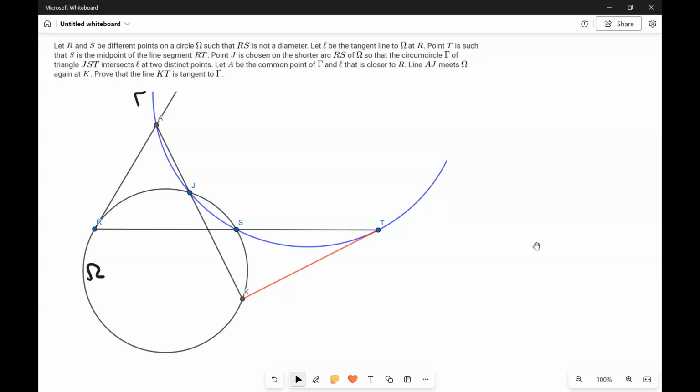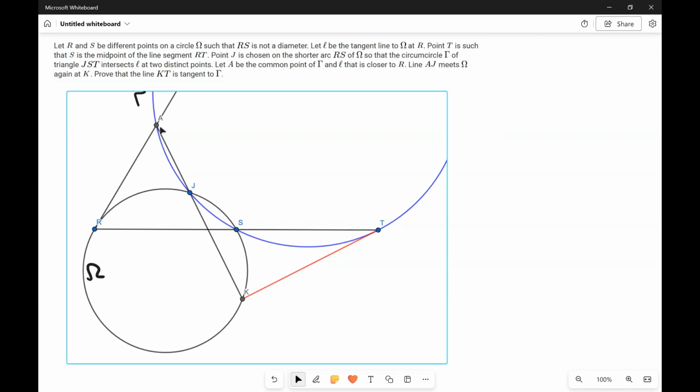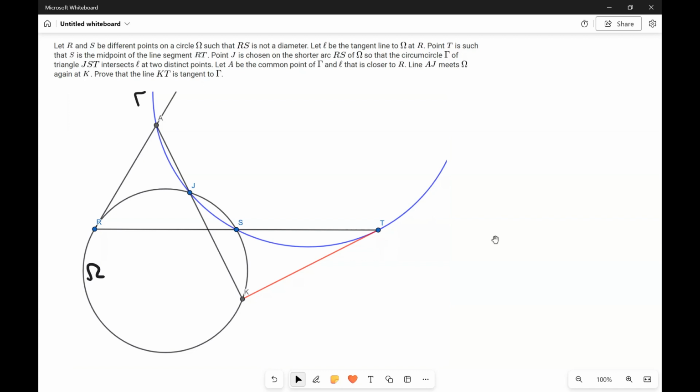Point J is chosen on the shorter arc RS of omega such that the circumcircle gamma of triangle JST, shown in blue here, intersects L at two different points, and A is a common point of gamma and L that is closer to R, which is shown here. Line AJ meets omega again at point K, and our goal is to show that the line KT, shown in red here, is tangent to omega, shown in blue.